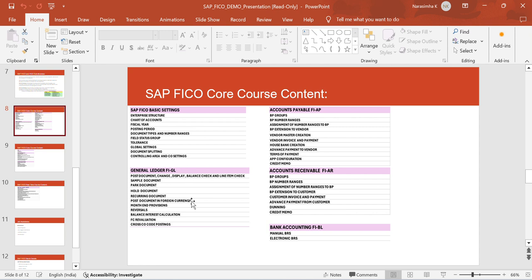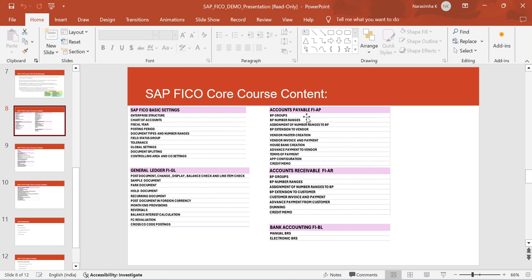So these things we are going to cover in general ledger: simple sample document, parked document, recurring documents, what the month end activities are, how to do the reversals, what the interest calculations are, how to do foreign currency, and how to do the cross company code postings. All these will come under general ledger.